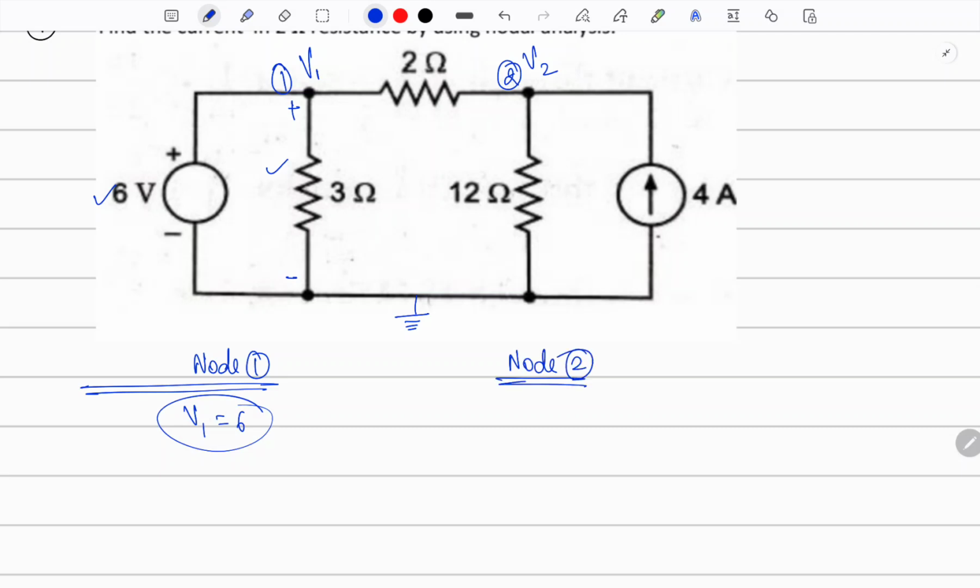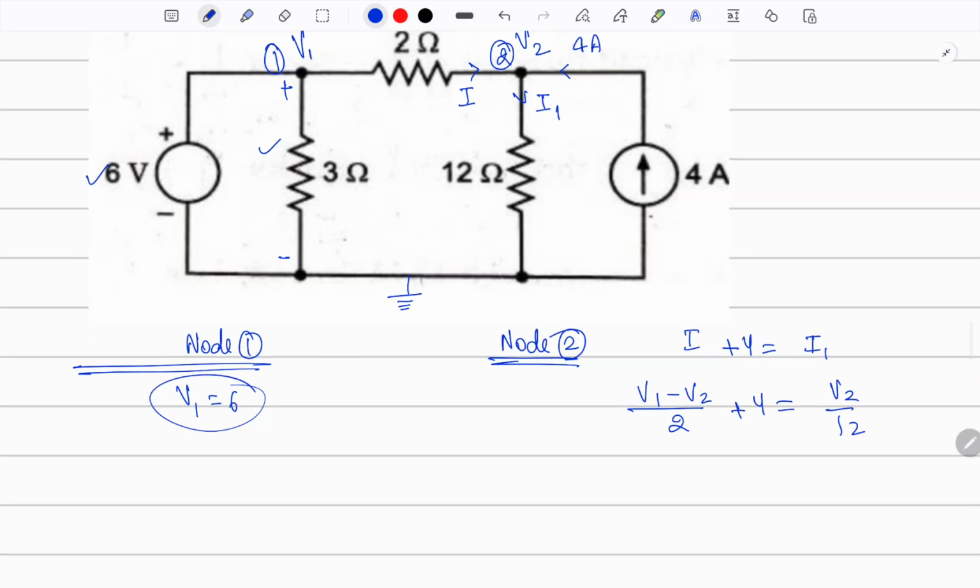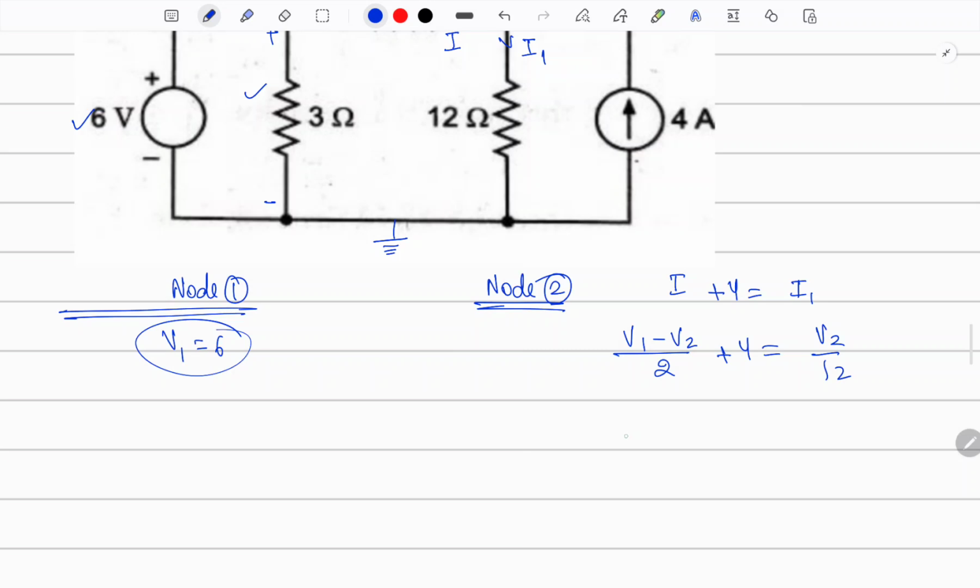At node 2, I assume this current I is coming like that, and two currents are going out in these directions. So I is equal to I1 plus 4, incoming current is equal to outgoing current. Incoming current I is nothing but V1 minus V2 divided by 2 plus 4, and then the I1 value is V2 divided by 12. Then you have to simplify that.